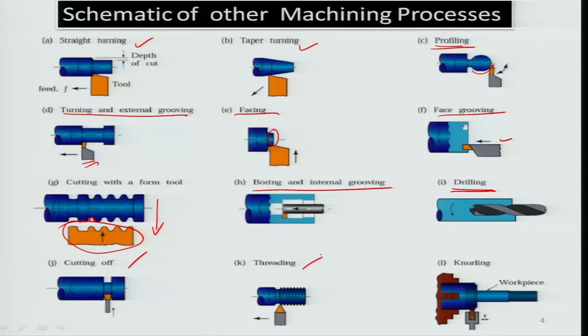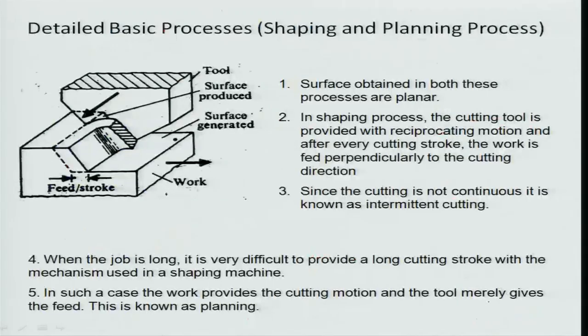You have a threading tool, where the threading tool moves at a certain feed and it generates threads of a defined pitch because of the motion of the tool in a direction parallel to the axis over which the workpiece is rotating. You have a knurling tool, where you have a pattern impregnated onto the surface, which is exactly the negative of the pattern that the tool contains. So, these are different operations that you can obtain using the turning system or lathe.